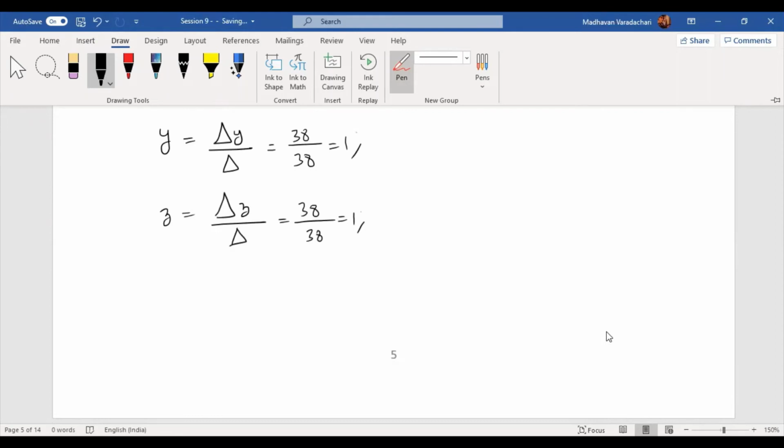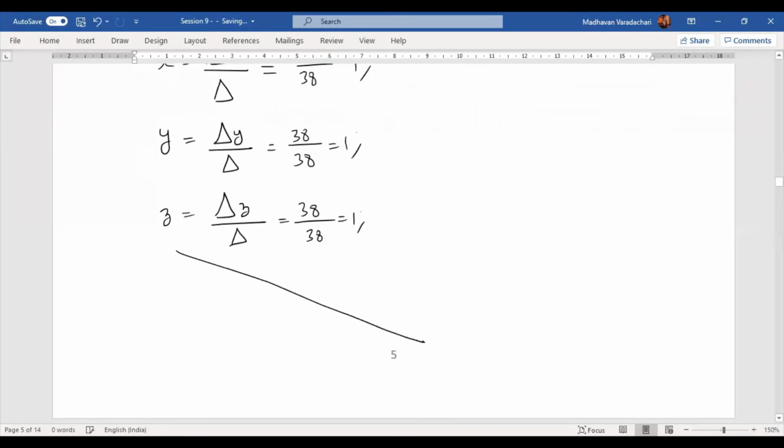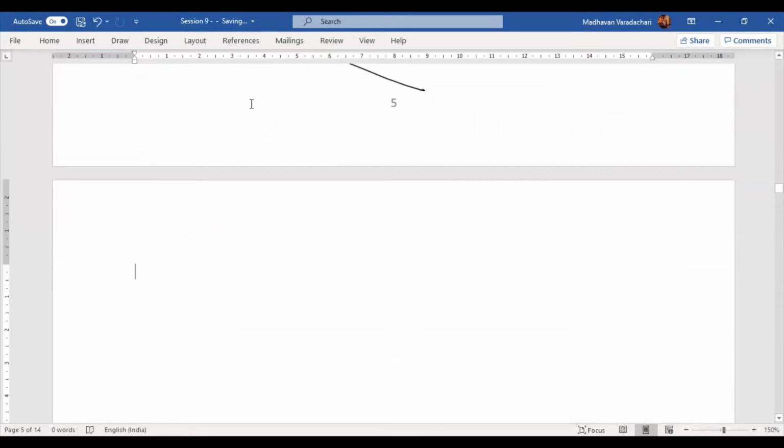Now, how do we use the inverse of a matrix basically to solve simultaneous linear equations? We'll see that also. Let me move on to the next page. Let me choose: solve using the matrix inverse method the following.